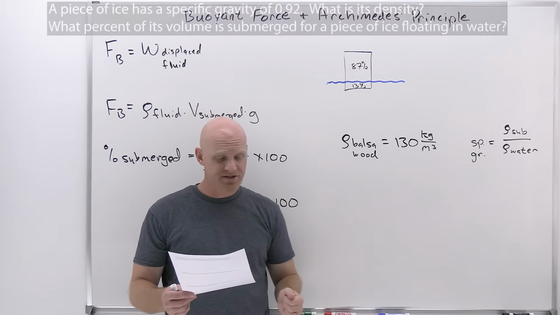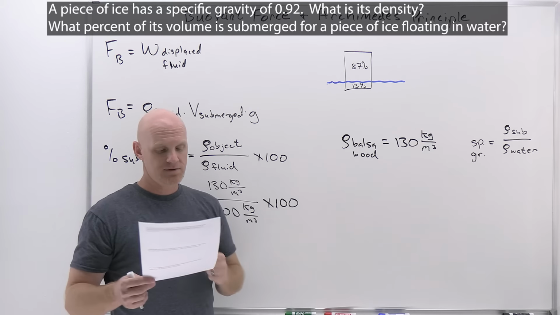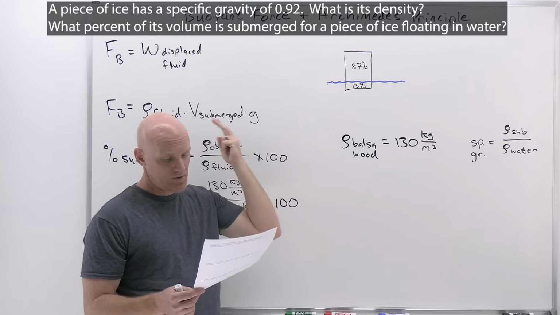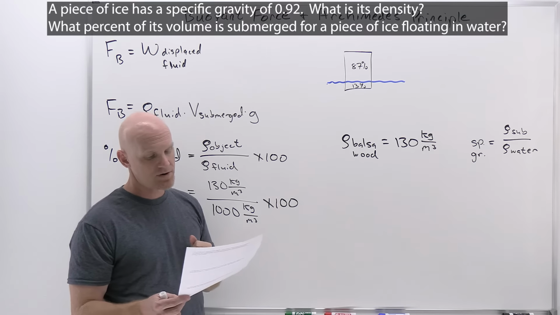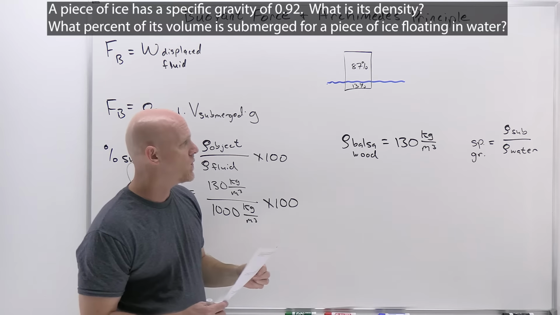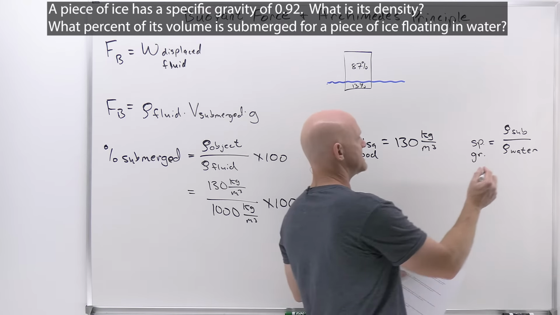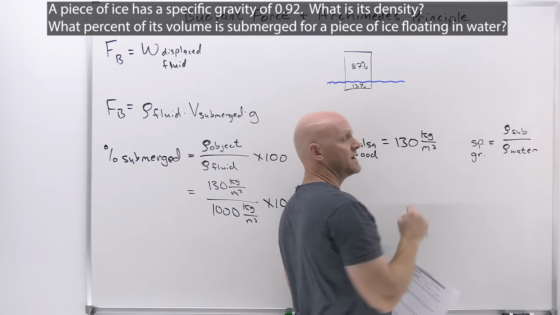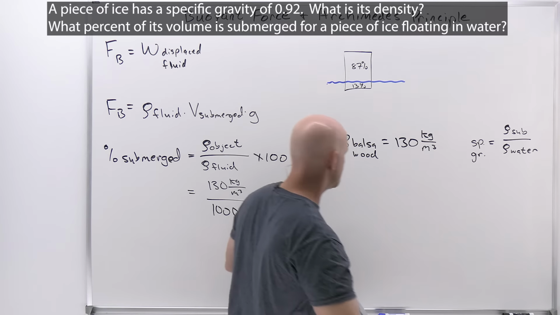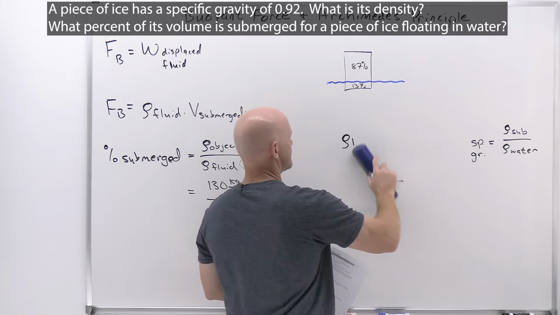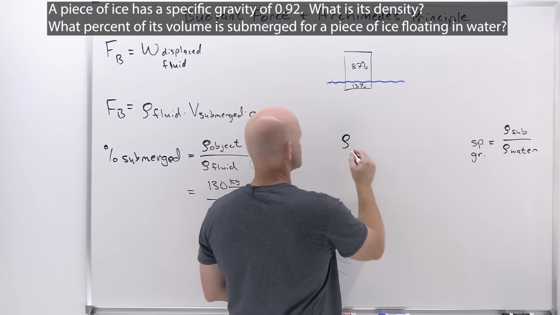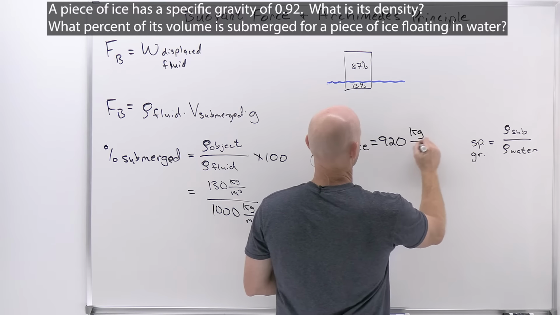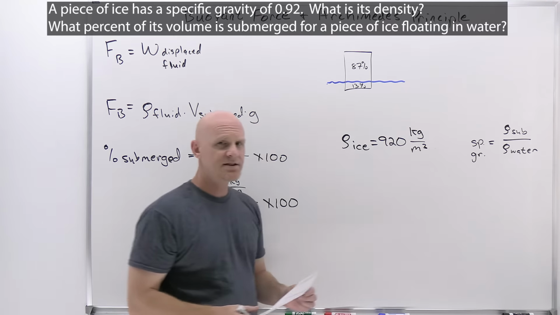All right, the next question is very similar. It says a piece of ice now has a specific gravity of 0.92. What is its density? And what percent of its volume is submerged for a piece of ice floating in water? And so now with the specific gravity being 0.92, we have to multiply the density of water by 0.92. And 0.92 times 1,000, so in this case for the ice, is 920 kilograms per meter cubed. So that's the density of the ice.